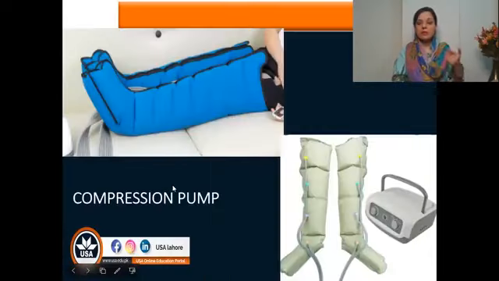And this is another type of compression therapy, in which you are going to see that a compression device is applied over the limb. And all these techniques are for areas that are present on the extremities.